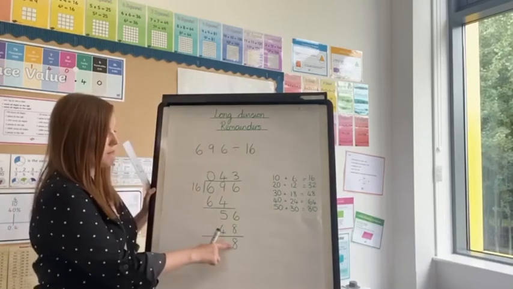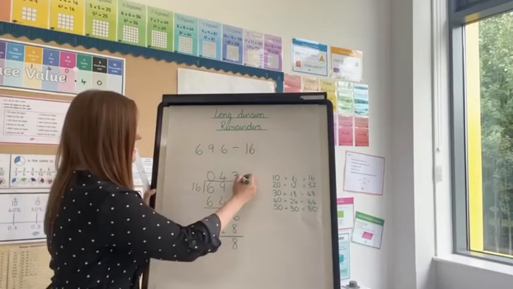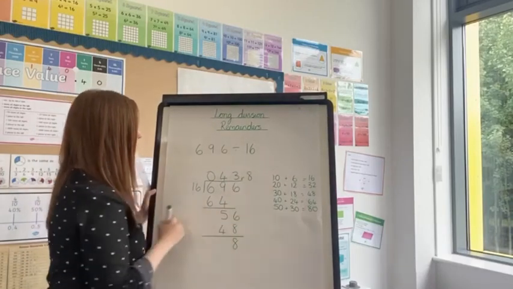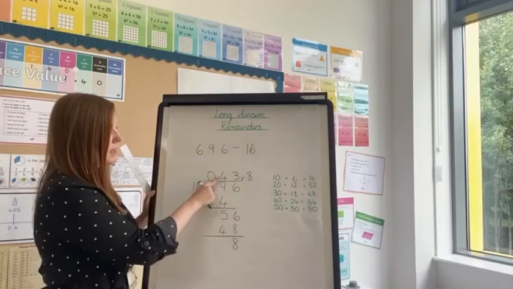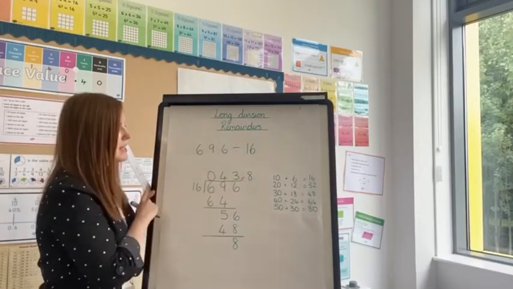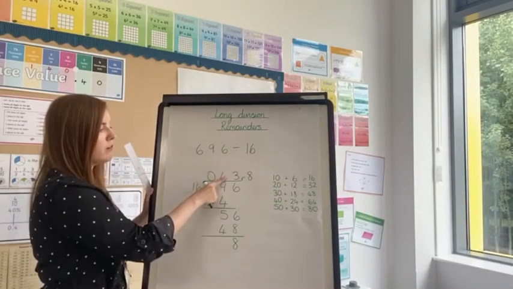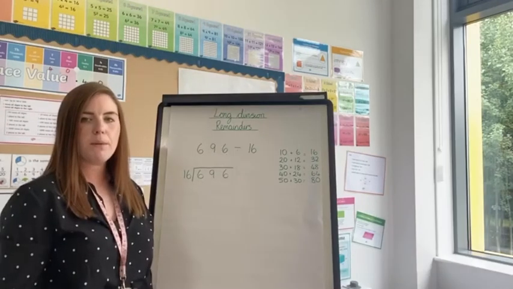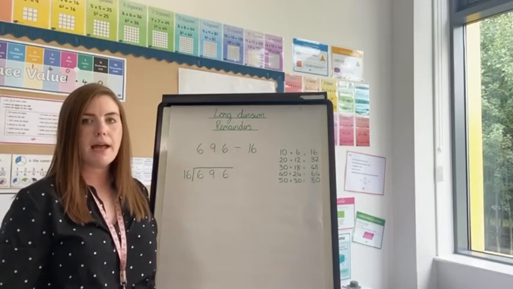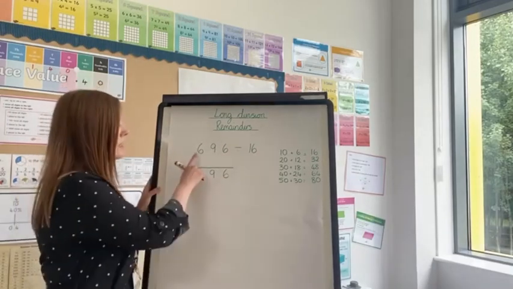So I have a remainder of 8 because 16 is not going to go into 8. So 696 divided by 16 is 43, remainder 8. I can check this by doing 16 times 43 and adding my 8 on. I can interpret my remainders in different ways depending on the question. Let's have another look at this question.